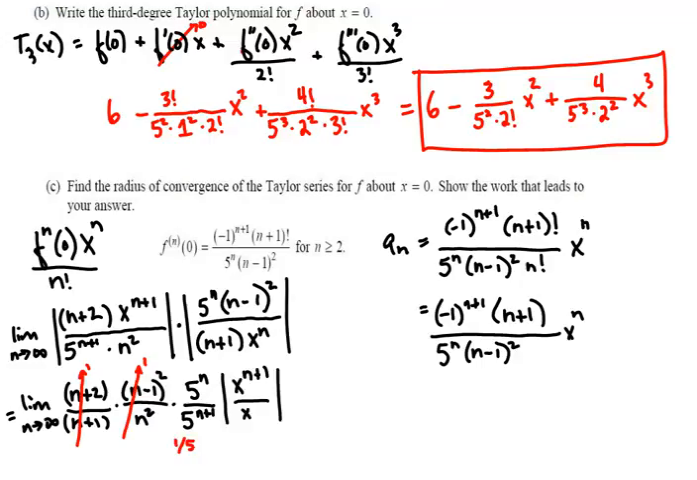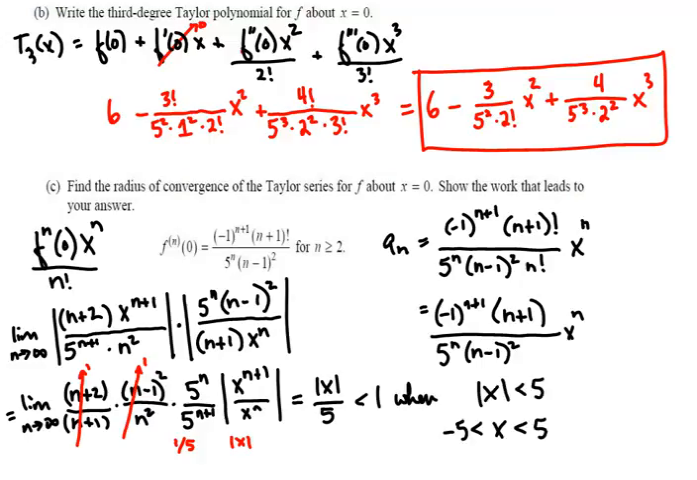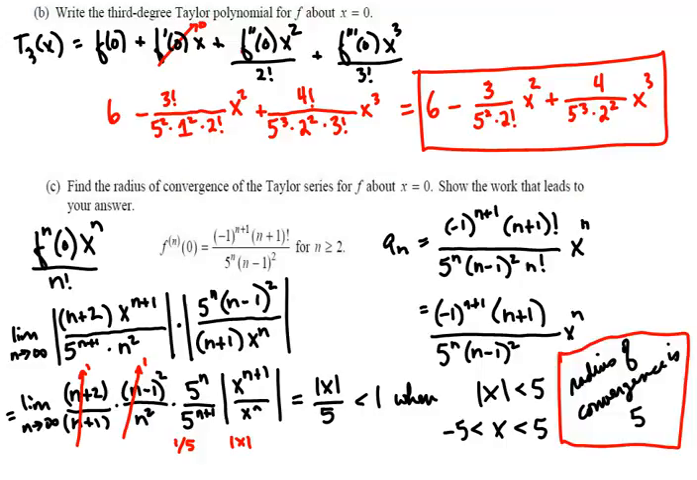And finally, in absolute values, we have absolute value of x to the n plus 1 over x to the n, and that simplifies to just be absolute value of x. The ratio test, limit as n goes to infinity, yields us absolute value of x over 5. The series will converge when that is less than 1. But here we're asked for the radius of convergence, and the radius of convergence is just that 5. With the radius of convergence, we don't have to test the endpoints, and that's it.